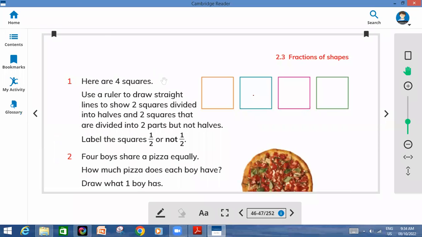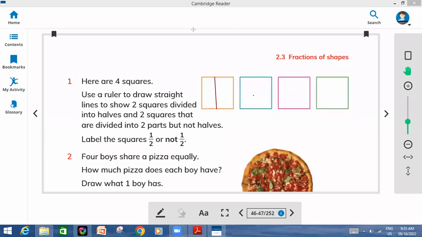Here, question number 1. So here are four squares. You can see four squares, 1 2 3 4. We can use a ruler to draw a straight line. Half and two squares that are divided into two parts but not halves. Two parts that are half and two that are not half. So let's cut this square into half with the help of a ruler.